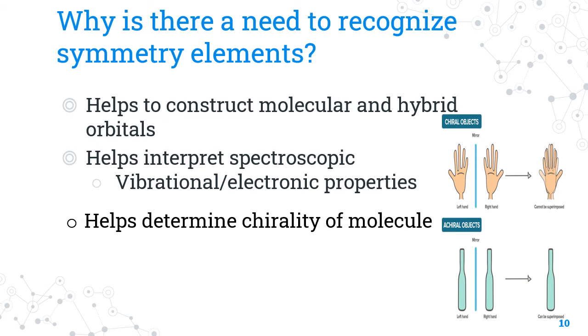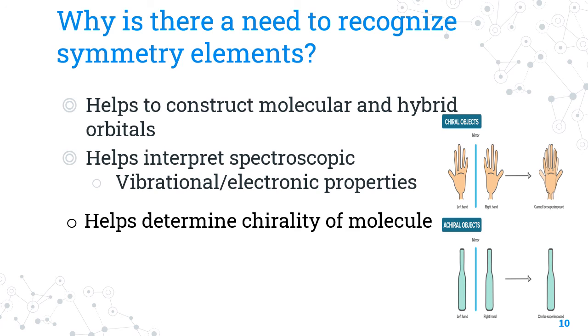So I've been explaining all these symmetry elements, but you're probably wondering, why is there a need to recognize these? The first one is it helps to construct molecular and hybrid orbitals. An orbital is basically a mathematical function that can be used to describe the molecule's wave-like features. Using this information, you can determine physical and chemical properties. Next, it helps interpret spectroscopic, which is vibrational and electronic properties.